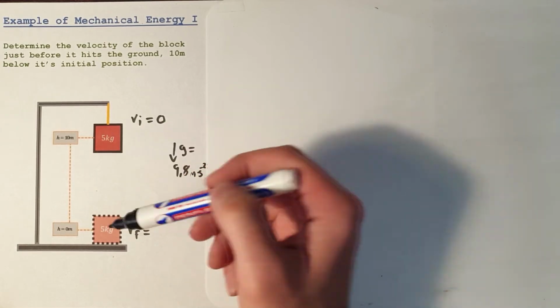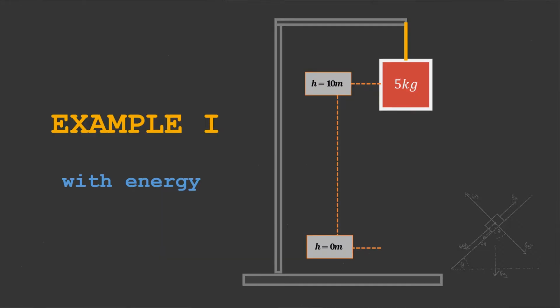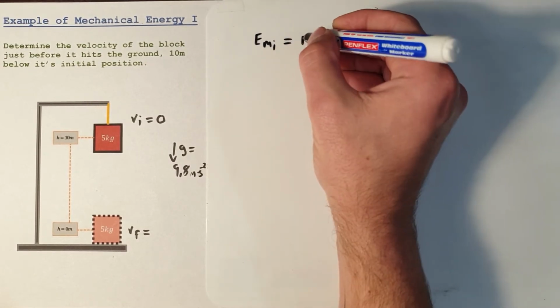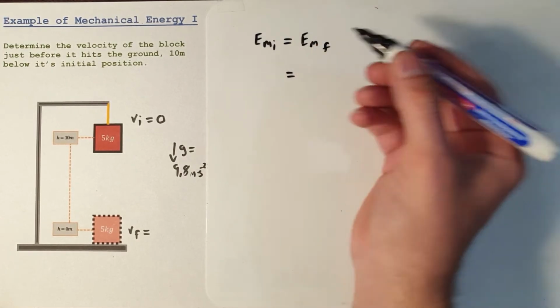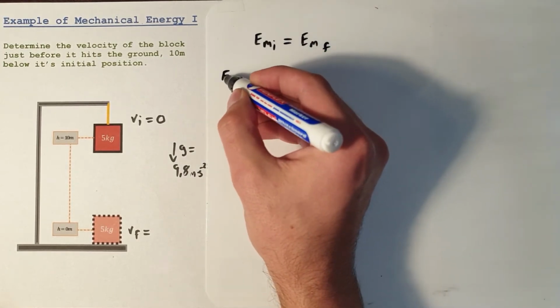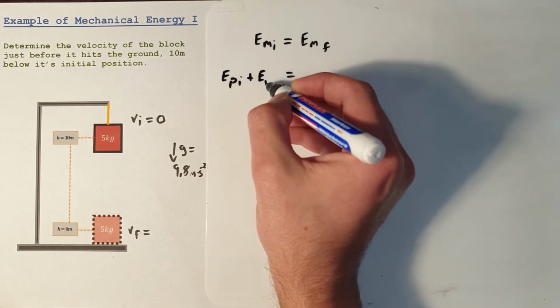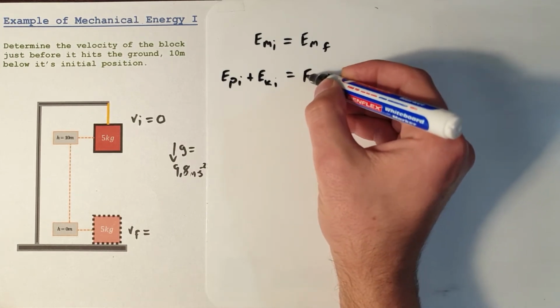So, because air resistance is negligible, we can use the principle of conservation of mechanical energy. This states that the initial mechanical energy will be equal to the final mechanical energy. Now, we know that mechanical energy is equal to potential energy plus kinetic energy at a point. And this will be the same for the final.